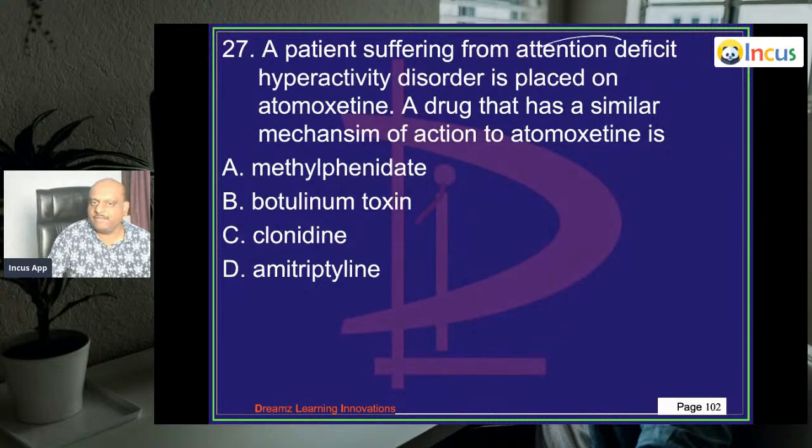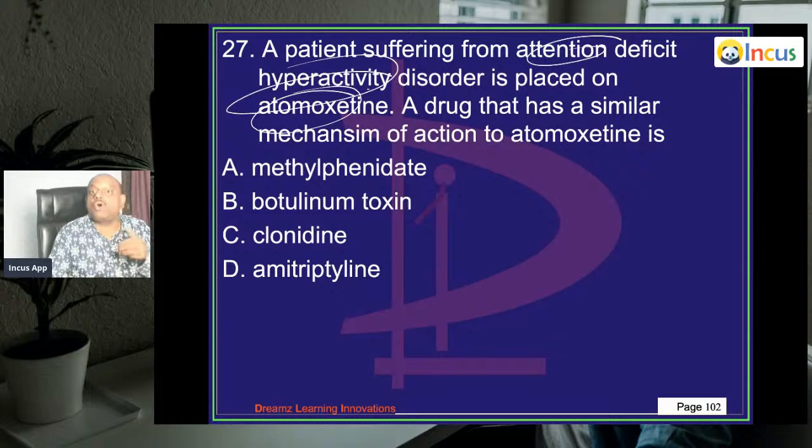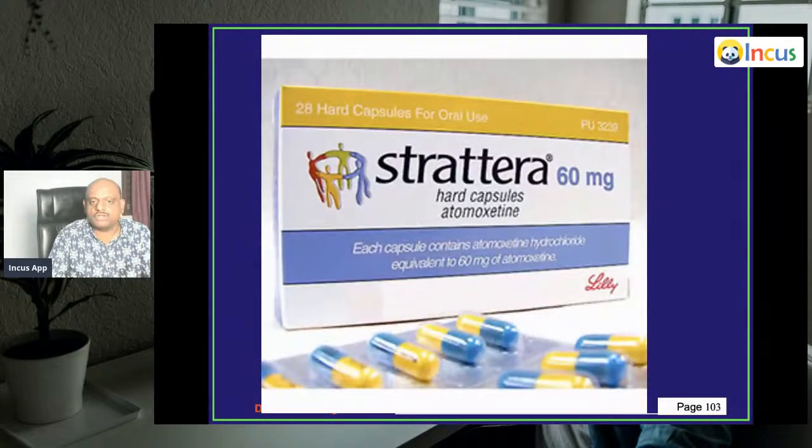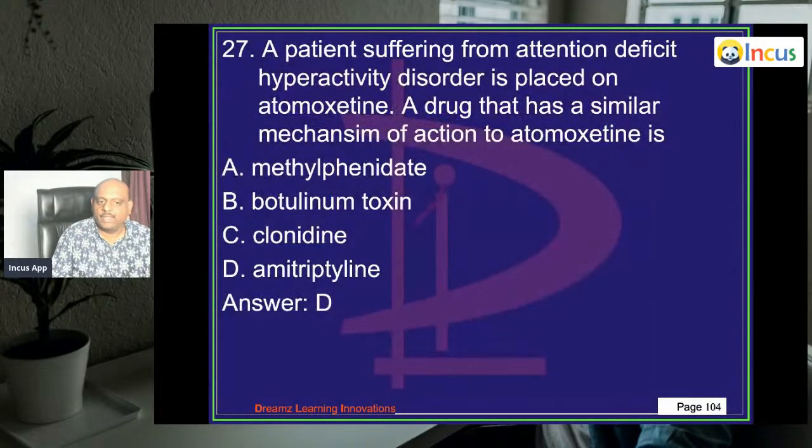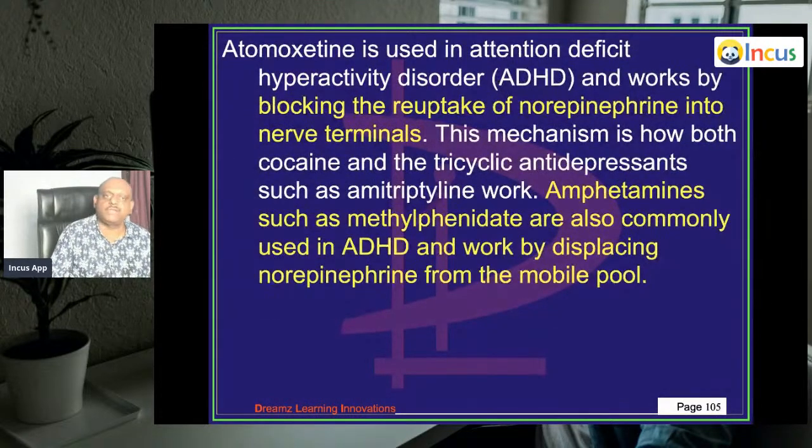A patient suffering from ADHD is placed on atomoxetine. How does atomoxetine function? Atomoxetine functions very similar to amitriptyline, is what you need to remember.